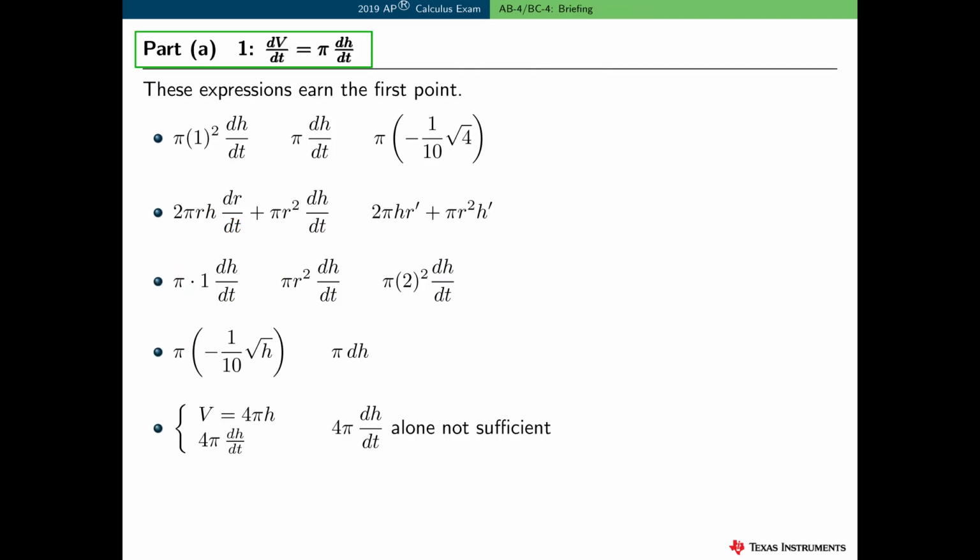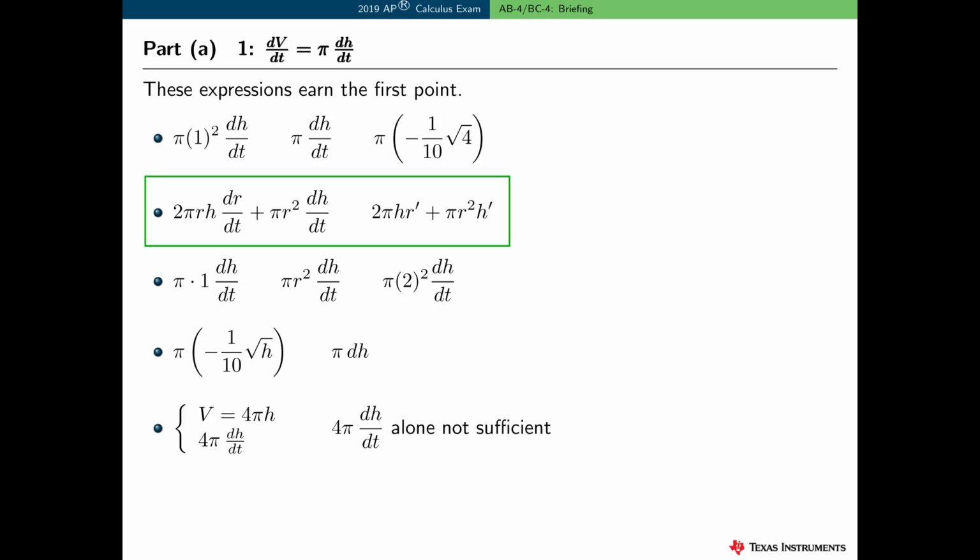Now, let's look more carefully at the scoring guidelines. The first point in Part A was for finding the derivative of V with respect to t. And to earn this point, we really need to see evidence of the chain rule, that is, the derivative of h with respect to t. Each response here earns the first point.